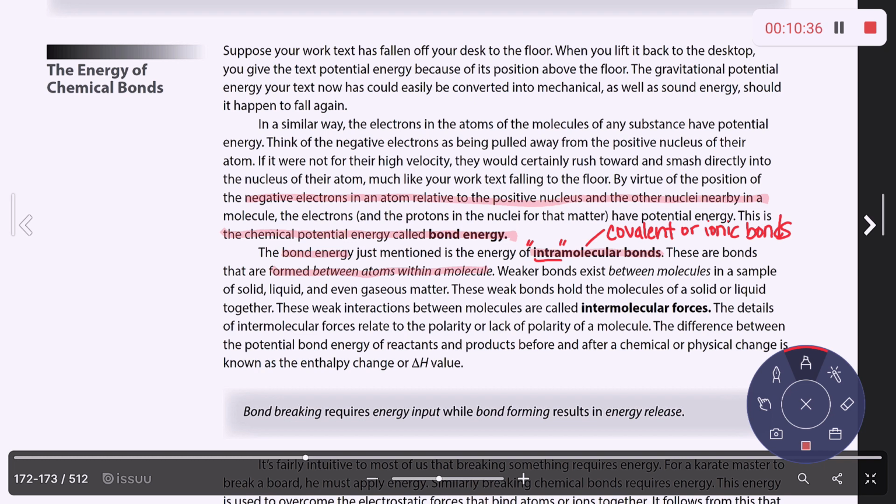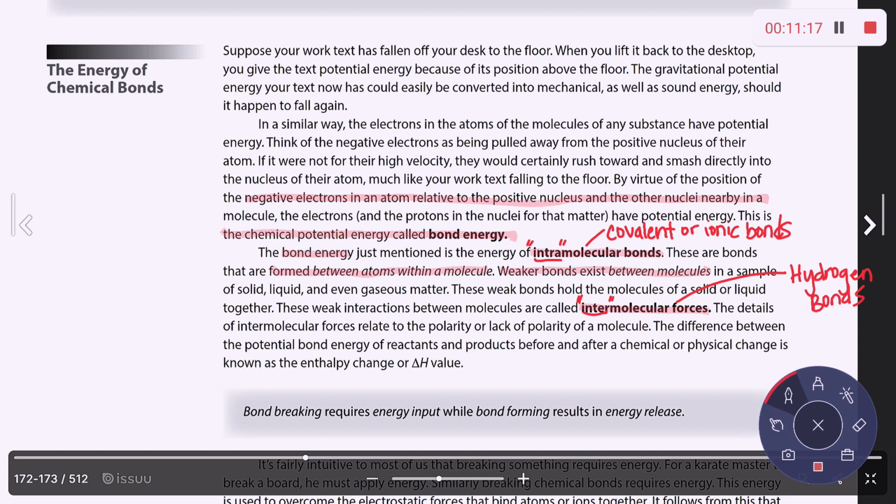There are weaker interactions between molecules, and these would be intermolecular forces, okay? So intermolecular forces would be things like hydrogen bonds. Even though they call them bonds, they're not as strong as covalent and ionic bonds, right? Covalent and ionic bonds are formed by either sharing electrons or transferring electrons between atoms, whereas hydrogen bonding would be the interactions between positive and negative ends, so to speak, and I'm simplifying it greatly, of a molecule, okay?